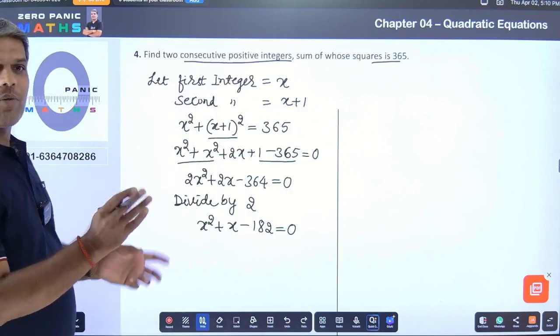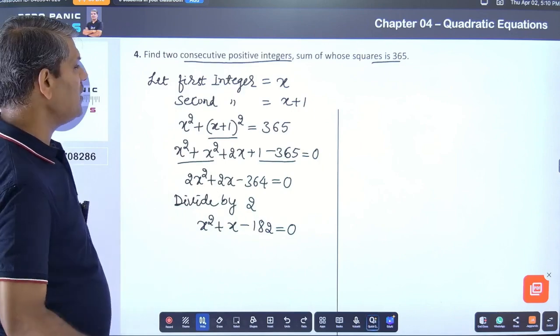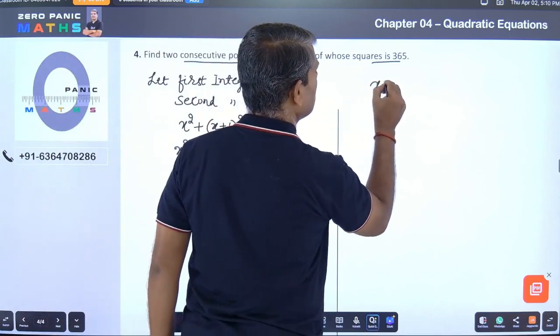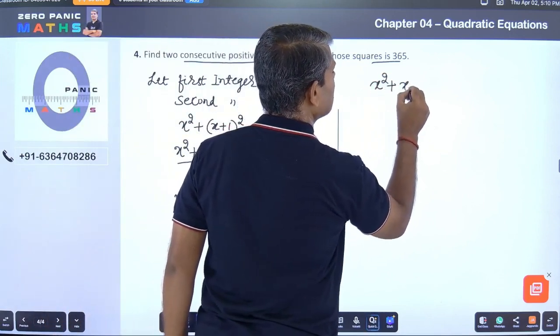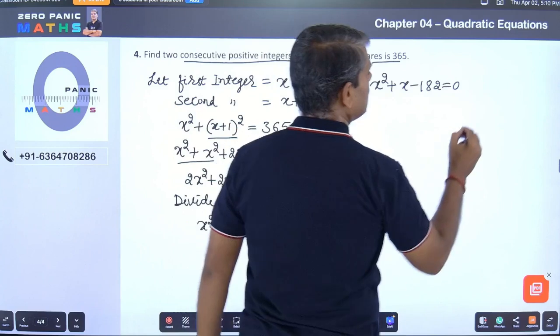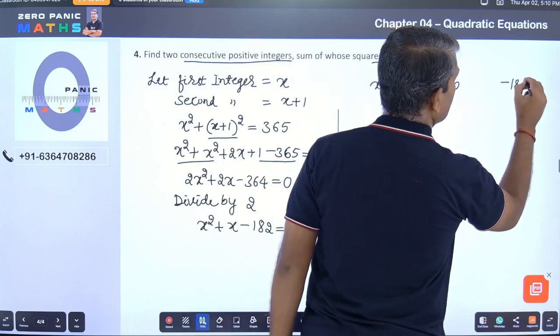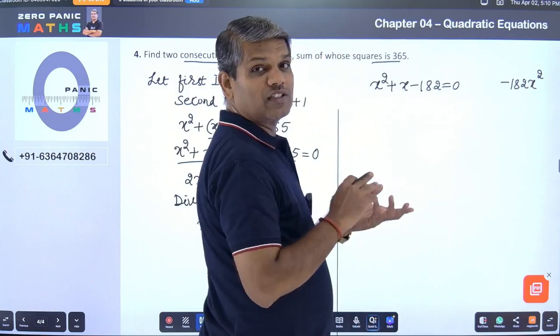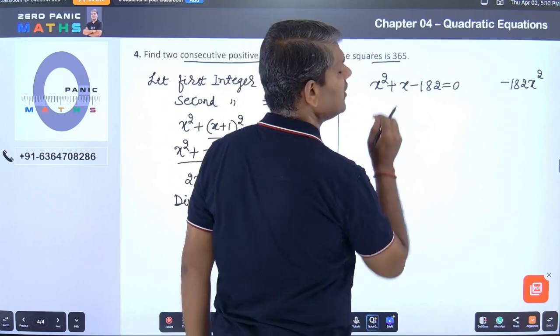But one among them is minus. Okay, so let us consider this and find out the solution. x square plus x minus 182 is equal to 0. So it is minus 182. Previously it was plus 182. Adding them, we were getting 27. Here it is only 1.